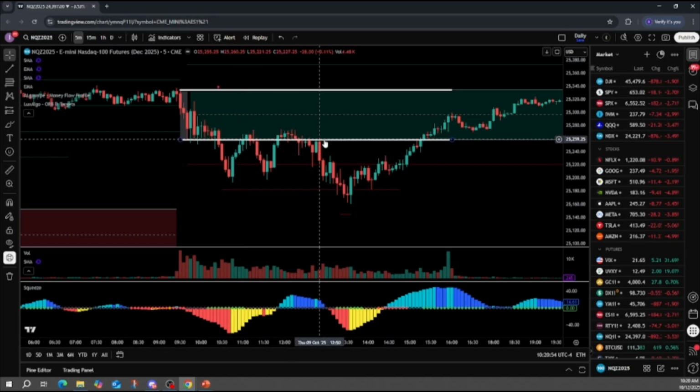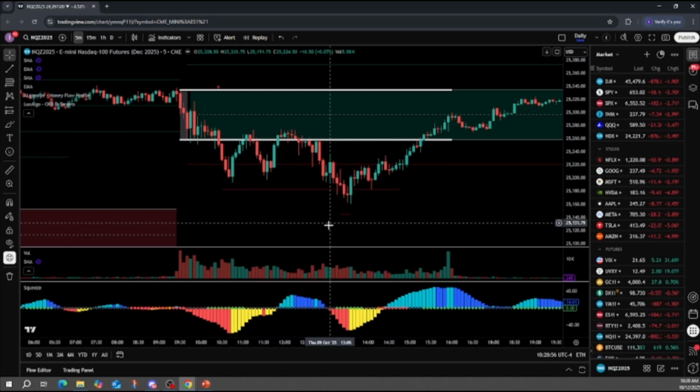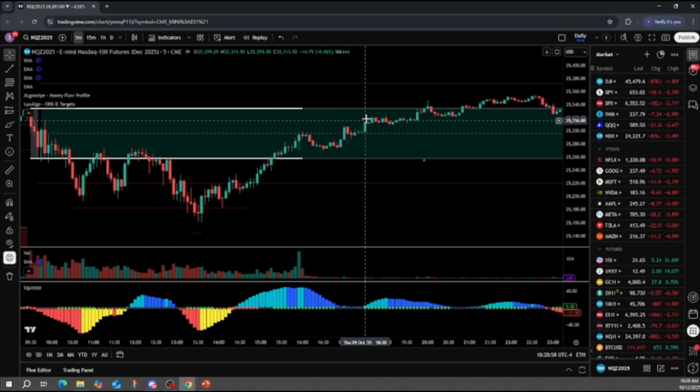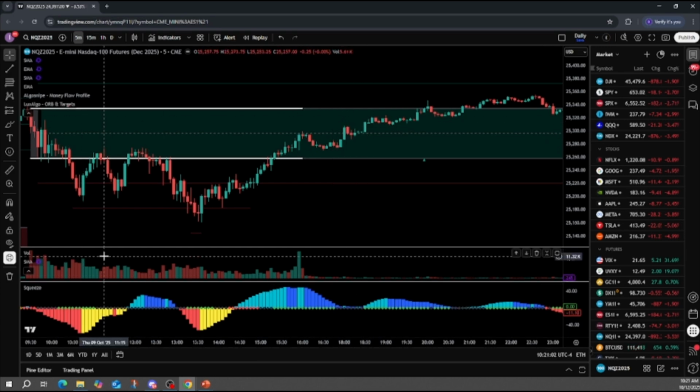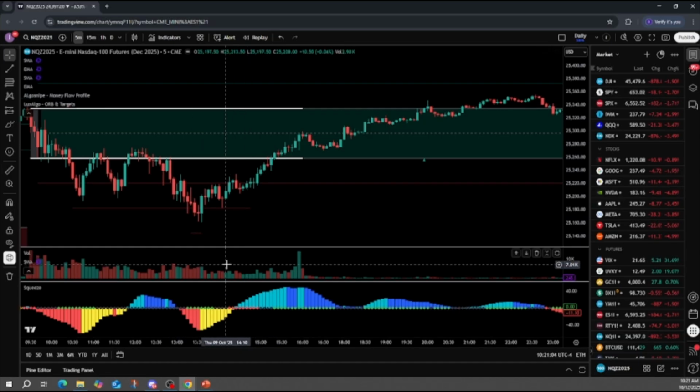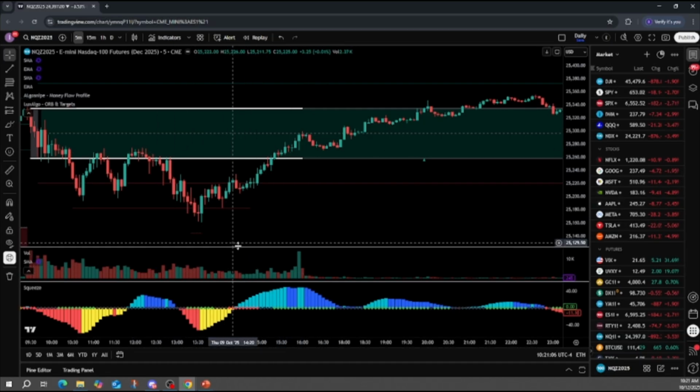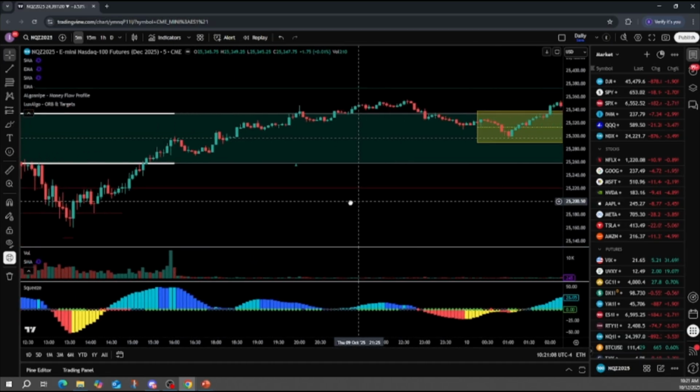You can see that as the day progressed, it rejected there several times, and then when it finally broke above, it led to a nice long trade as well towards the end of the day. So it could act as a good intraday level to watch for, to put on your charts, and then just react accordingly depending on how price reacts around that point, right?